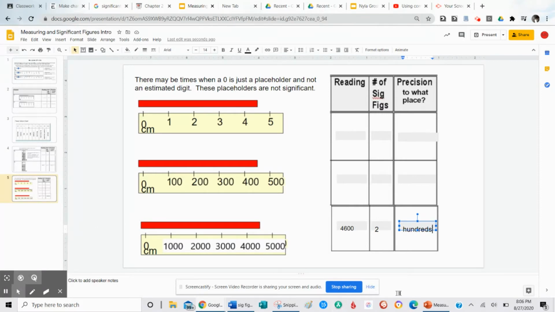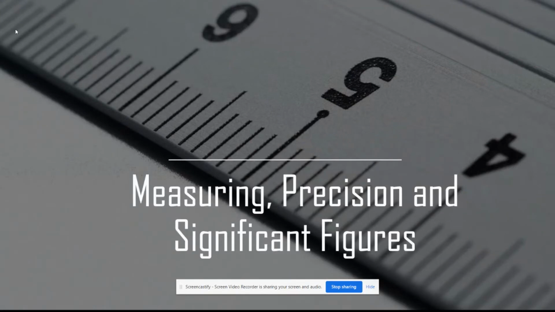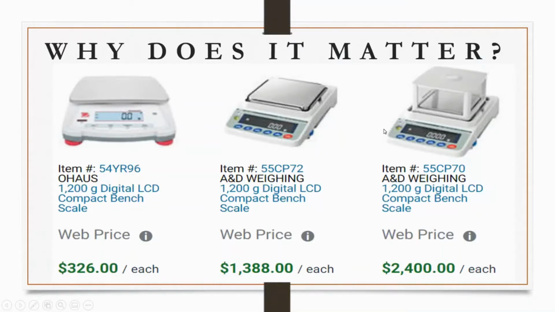So now let's go over how to figure out these significant digits from numbers where we don't see the measuring device. So we're talking about measuring precision and significant digits here. So why does it matter? Well, the first reason it matters to chemists is that the more precise we measure, the more expensive that instrument becomes. It's harder to make, it's more detailed.